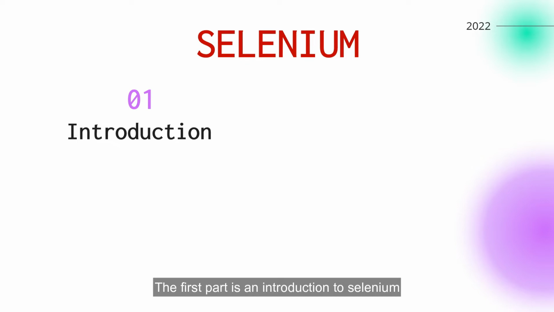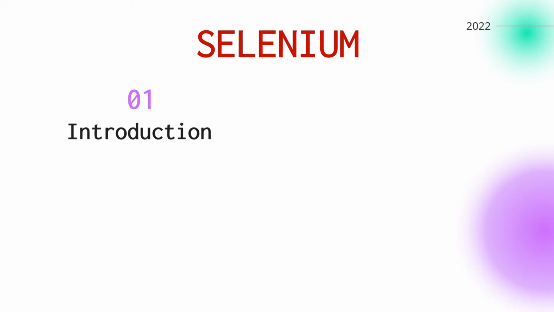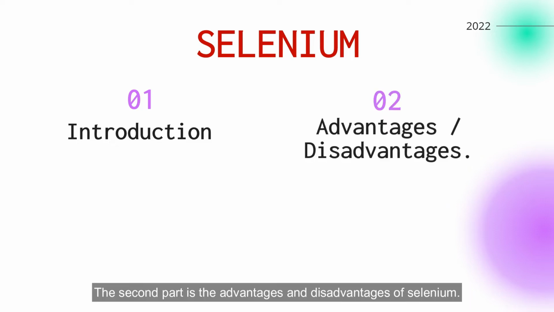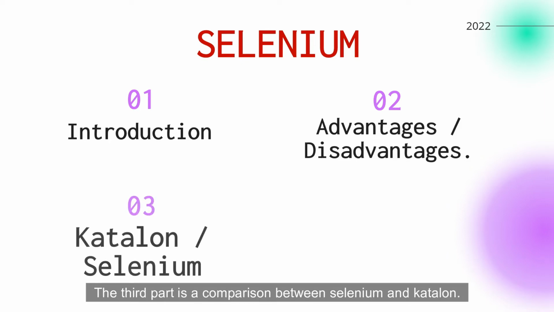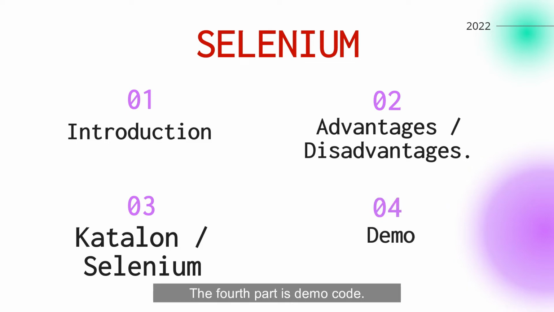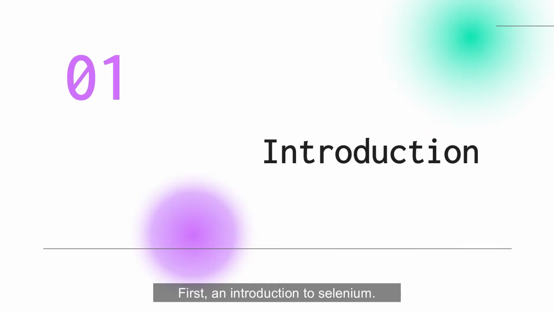The first part is an introduction to Selenium and outlines the forming tools of Selenium. The second part is the advantages and disadvantages of Selenium. The third part is a comparison between Selenium and Katalon. The fourth part is demo code. First, an introduction to Selenium.